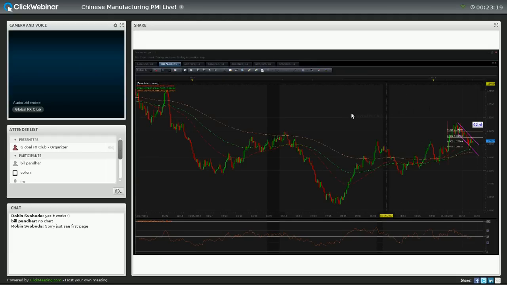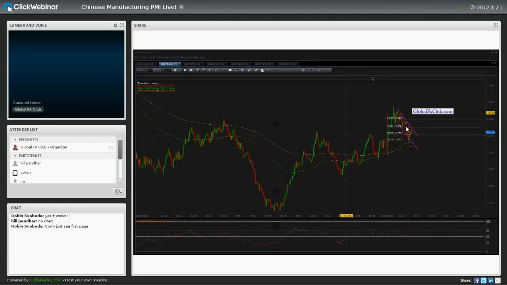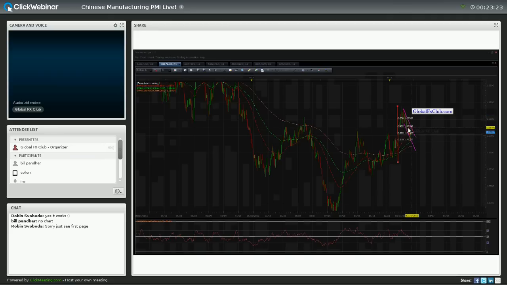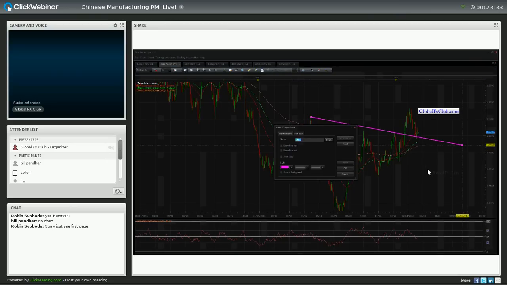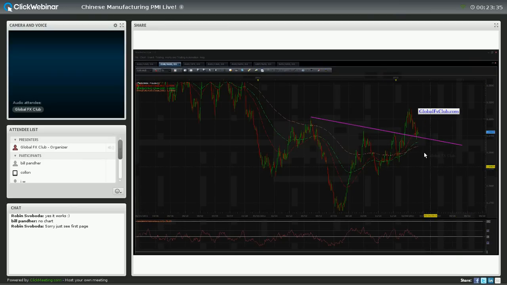If we pop out to the daily chart, get rid of some of my chart art here. So the reason that I want it to break out, and I think that there's a good chance it'll break out, is because it just looks like we completed a neckline retest.